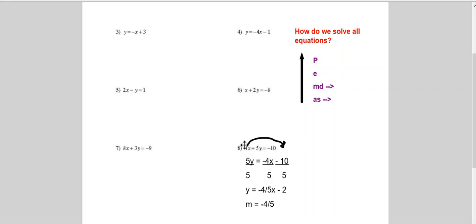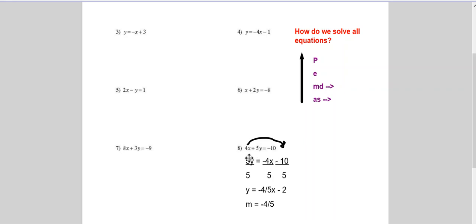So this is a positive 4x. There's nothing in front, it's a positive. So the opposite is minus 4x. So I subtract the 4x across. Notice I put the negative 4x in front and negative 10 second because it's y equals mx plus b.